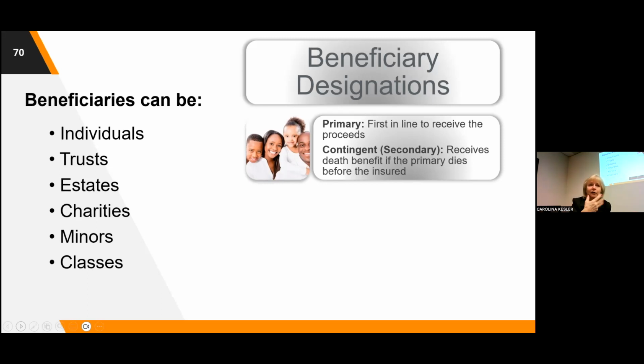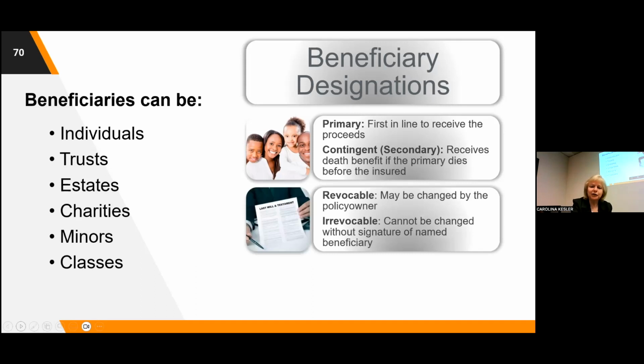So the only way they can do that is if they're listed on the policy as a contingent. If there's no contingent, the money's going to go to the insured's estate, and the state's going to take like 65% of it. So don't let that happen. Make sure everybody has a beneficiary and a contingent beneficiary, right? Even if the contingent is a charity, you can do that, right?